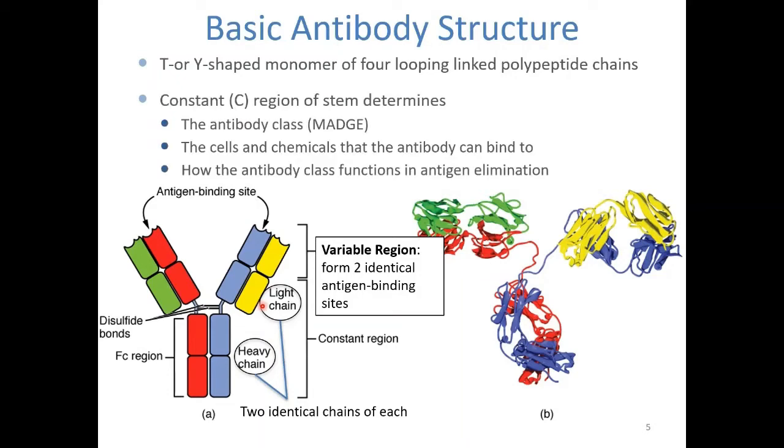One of the take-home messages here is that the constant region, down here, the one that is the same for every class of antibodies, determines the identity and the behavior of that particular type of antibody. Again, I'm going to embed a video within this PowerPoint that's going to walk you through the basic structure of antibodies and all 5 of the antibody classes, so immunoglobulin M, A, D, G, and E.